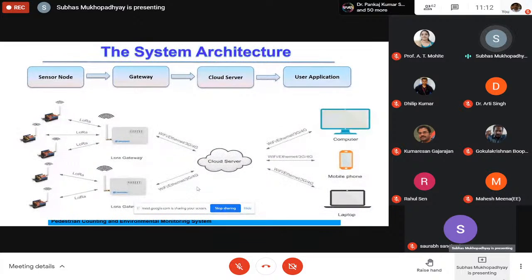And this is the network architecture. We have the sensor node, gateway, putting the data in the cloud. Once you have the data in the cloud, then you can actually make any kind of visualization, any kind of processing, or you can also make different apps.